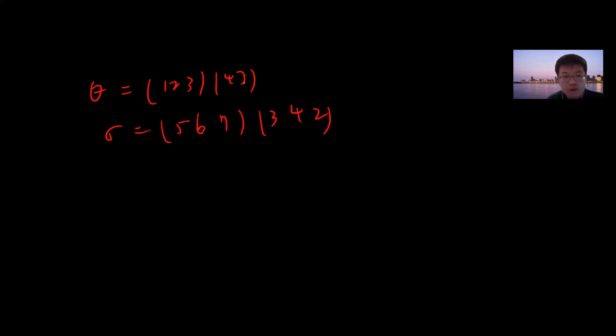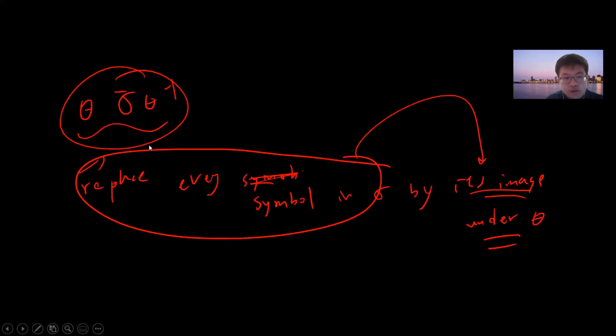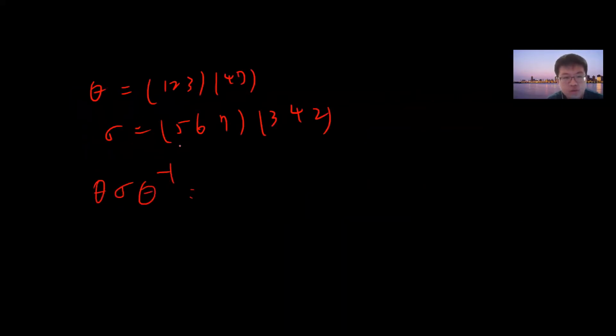Let's see an example. Maybe theta is 1, 2, 3, 4, 5, 4, 7, and this theta is 5, 6, 7, 3, 4, 2. Now I want to compute theta sigma theta inverse. The theorem tells me to replace every symbol in sigma by its image under theta. Where is 5? Theta does not map 5, so 5 is still fixed, 5 maps to 5. How about 6? 6 doesn't show, so 6 becomes 6. What about 7?